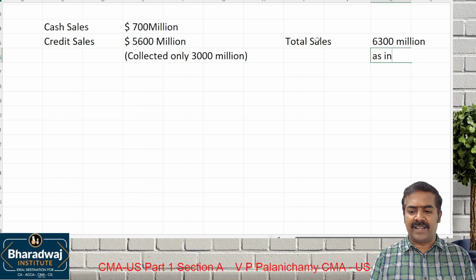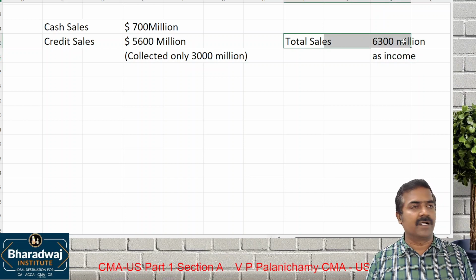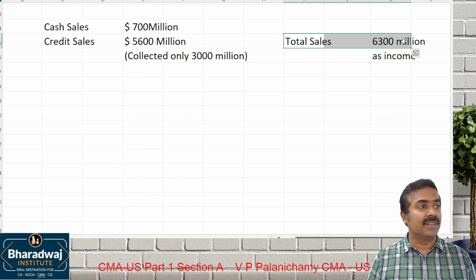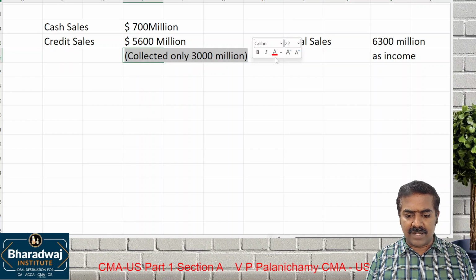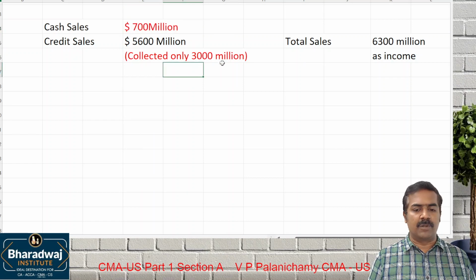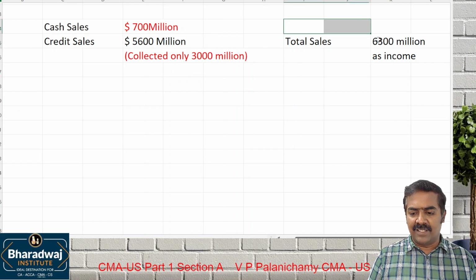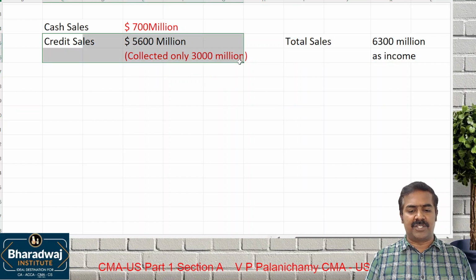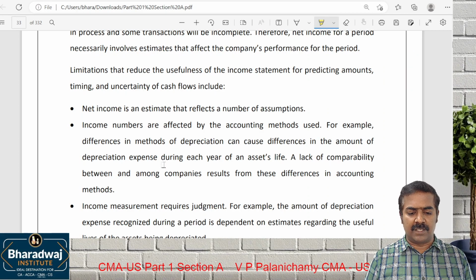But did you collect the entire 6,300 million? What is the income recorded in the P&L account? 6,300 million. But we collected only how many million? This 3,000 million we collected and 700 million we collected. We collected only 3,700. The remaining is all in credit. Otherwise, the income reported is not equal to cash. That is a problem of this income statement.